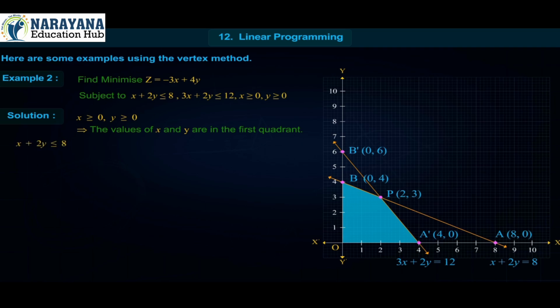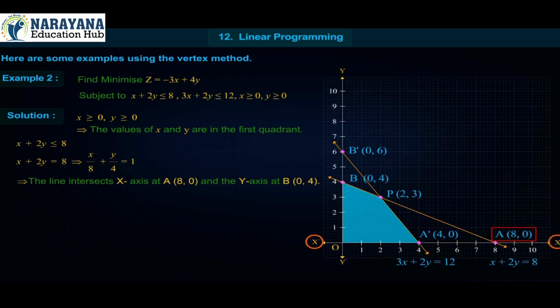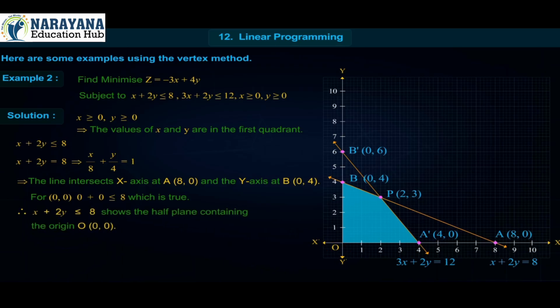x plus 2y is less than or equal to 8. x plus 2y is equal to 8 implies x upon 8 plus y upon 4 is equal to 1. Implies the line intersects the x-axis at A (8, 0) and the y-axis at B (0, 4). Put (0, 0): 0 plus 0 is less than or equal to 8, which is true. Therefore, x plus 2y is less than or equal to 8 shows the half plane containing the origin O (0, 0).